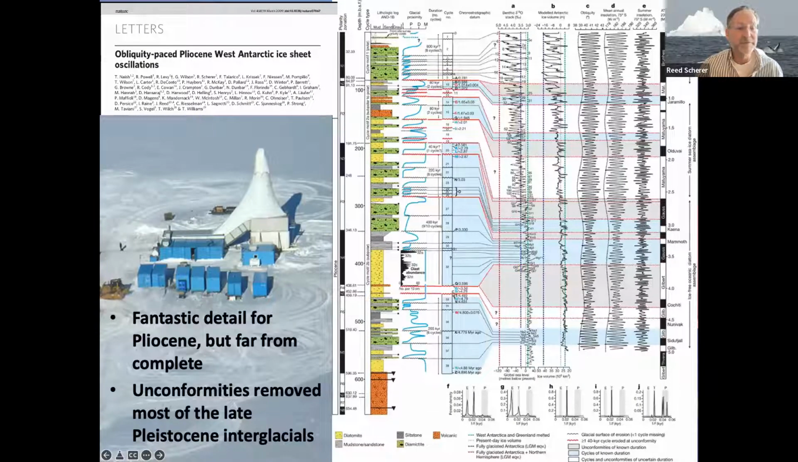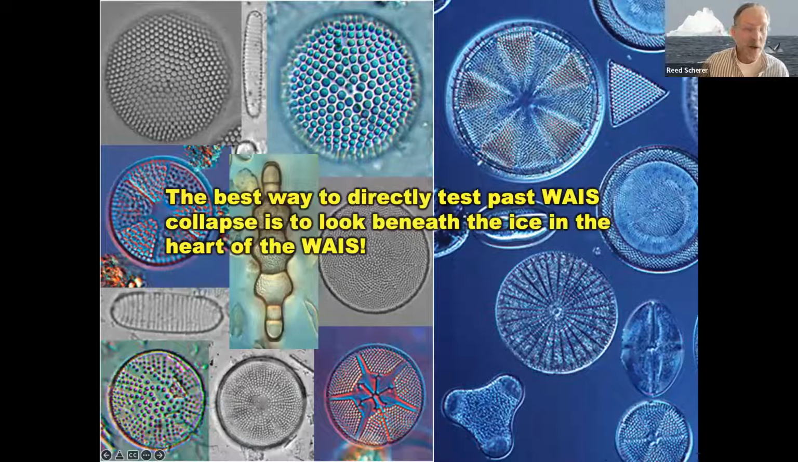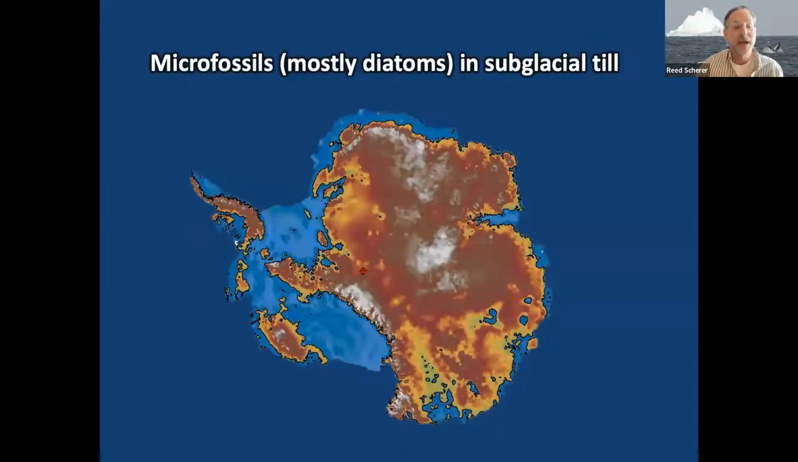So we had this amazing record, fantastic detail, but it's far from a complete record because it's rife with unconformities, especially, I would argue, in the Pleistocene. See, up here in the Pleistocene part, we've got a lot of glacial diamicts and a few little mudstones, but we don't really have diatomites. But we also don't have any reason to believe that this is a continuous record. So I think we're missing some stuff here. So it's really not getting to the Pleistocene questions, although we learned a whole lot about how the ice sheet behaved during the Pliocene. So what I argued to my PhD advisor was that the best way to get at this question is to get a look at sediments that are deep within the interior underneath the ice. And here is the basic concept.